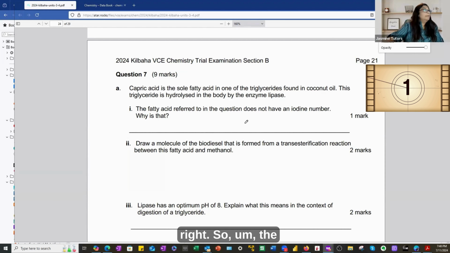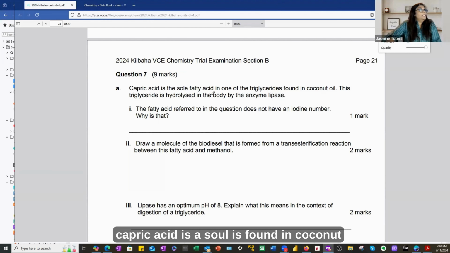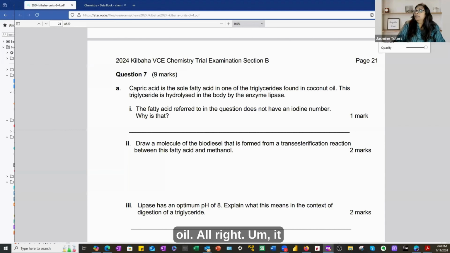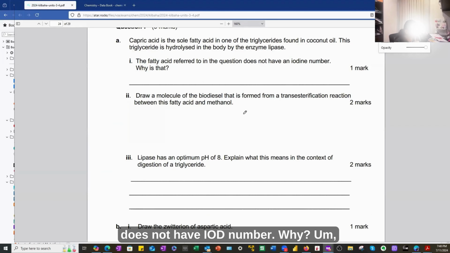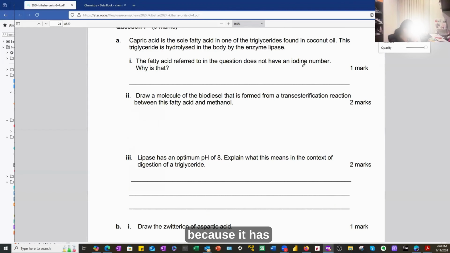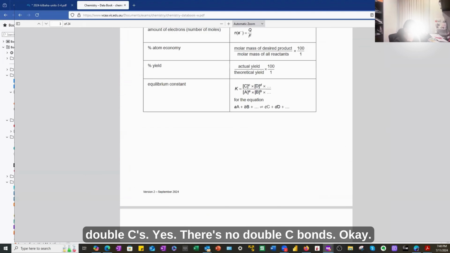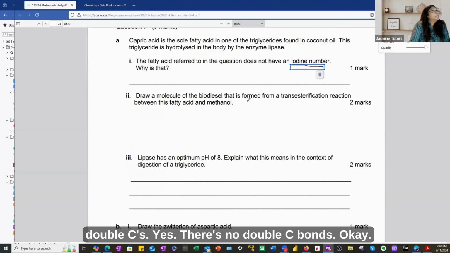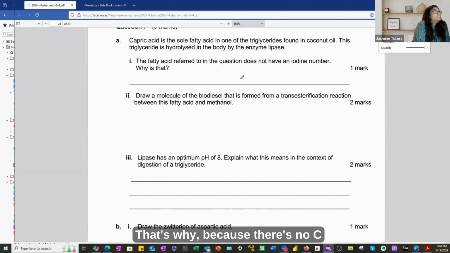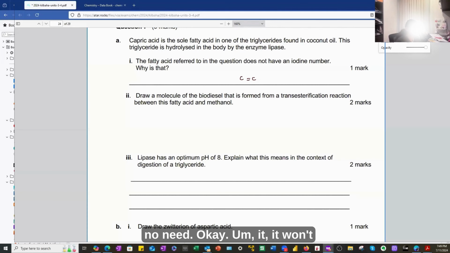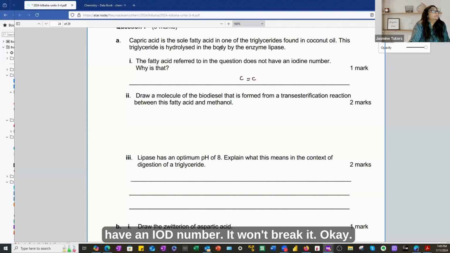All right, so capric acid is found in coconut oil. It does not have an iodine number. Why? Go back to your data. I said because the molecule is unsaturated with no C double C bonds. Yes, there are no C double C bonds. That's why it won't have an iodine number, as there is nothing for the iodine to break.